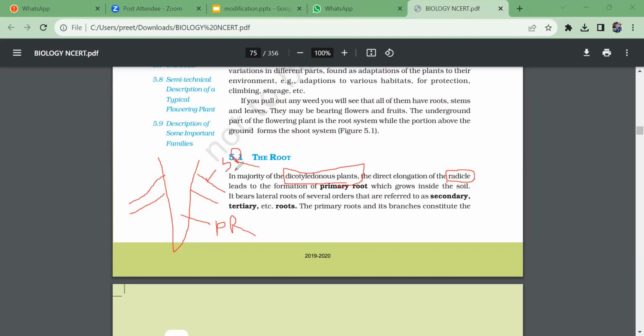Okay. So this primary root is directly developed from the radicle. This is a very important thing. The primary root is directly developed from the radicle, which grows inside the soil. It bears lateral roots of several orders, referred to as secondary. Those arising from secondary will be called tertiary. If branches come from tertiary, we will call them quaternary. Okay. So the primary root is directly developing from the radicle. Secondary roots and tertiary roots arise from the primary root, their branches.